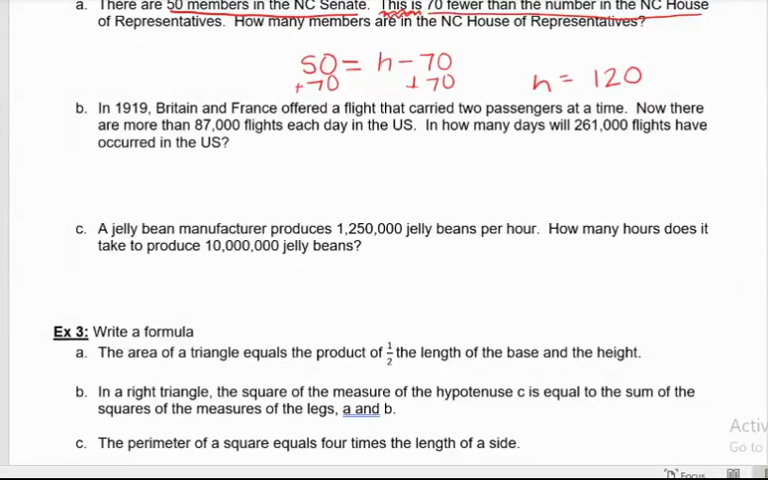Okay, so here I have 87,000 flights occur each day, okay? And I have a total of 261,000 flights. So I'm trying to figure out how many days will pass for 261,000 flights. So I have my days equals the total number of flights, 261,000, divided by the 87,000 occurring each day. So I get 3 days.